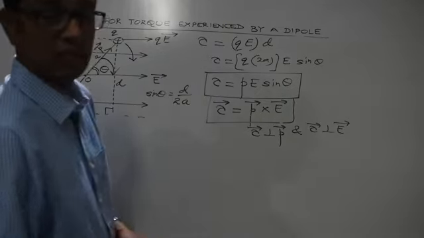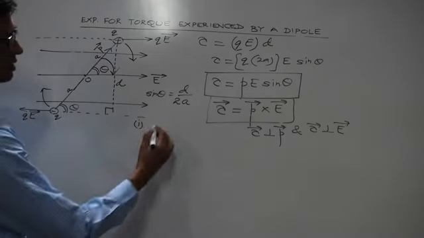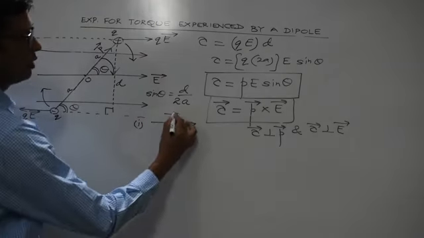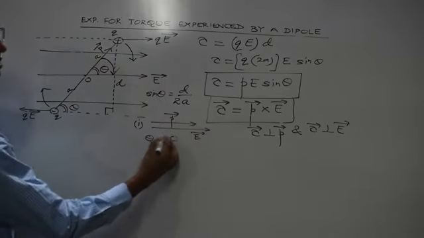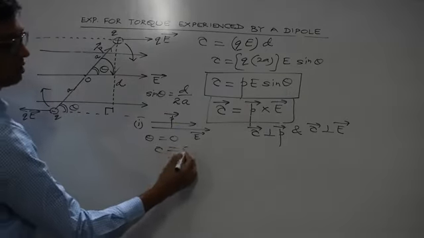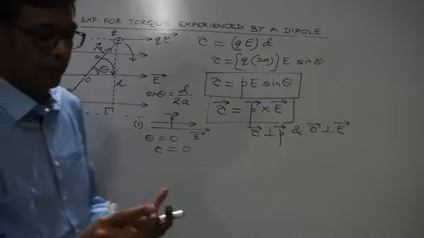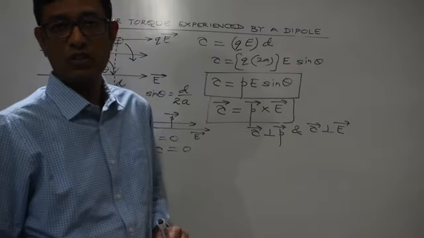Now, let's discuss some special cases as well. The first case is, suppose the dipole is lying along the direction of the electric field. Obviously in this case theta is 0. When theta becomes 0, sine 0 is 0, so torque is 0. So, if the dipole is aligned along the direction of the electric field, it won't experience any torque, right?